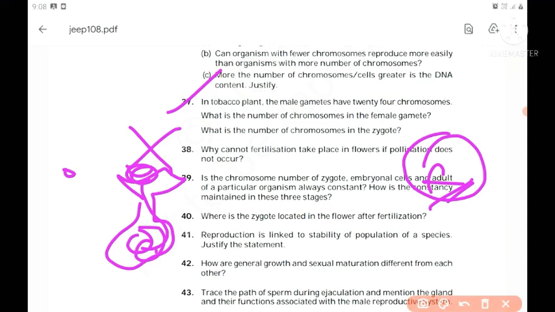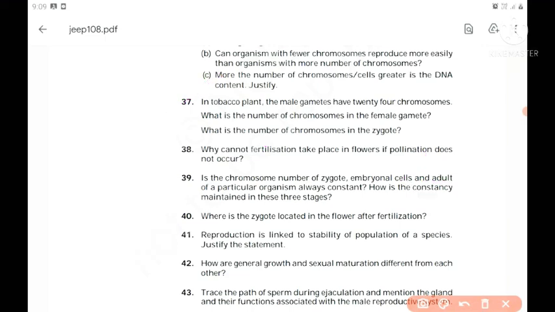So I'll put it into statements. Pollination is a process where a pollen grain goes and sticks onto the stigma, and later on it forms a pollen tube by which a male gamete goes and fuses with a female gamete, and the fusion of male and female gamete is called fertilization. So if pollination won't occur, then obviously fertilization won't occur, as the fusion of male and female gamete is not possible. We're clear with this. 38 also.